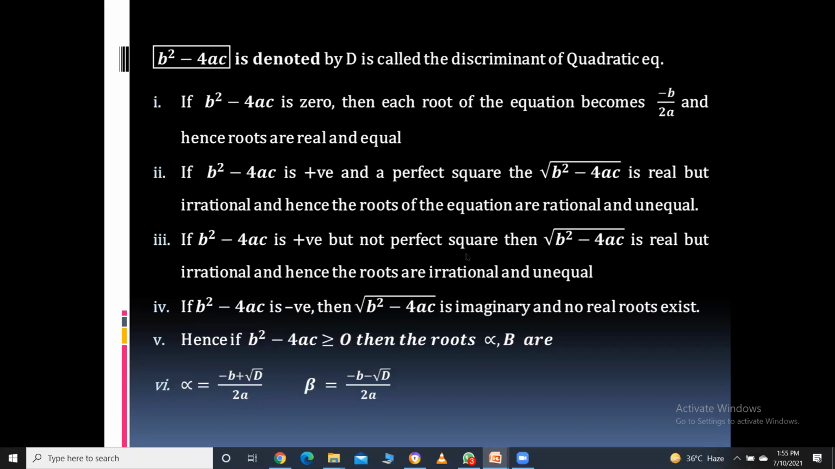Hence, we can say b square minus 4ac should be greater than or equal to 0 for the equation to have real roots. The roots of the equation for these types of equations, where b square minus 4ac is greater than 0, are represented by alpha and beta. Alpha is the first root, that is minus b plus under root of D, where D is basically the discriminant, divided by 2a, while the other is beta, that is equal to minus b minus under root of capital D divided by 2a.